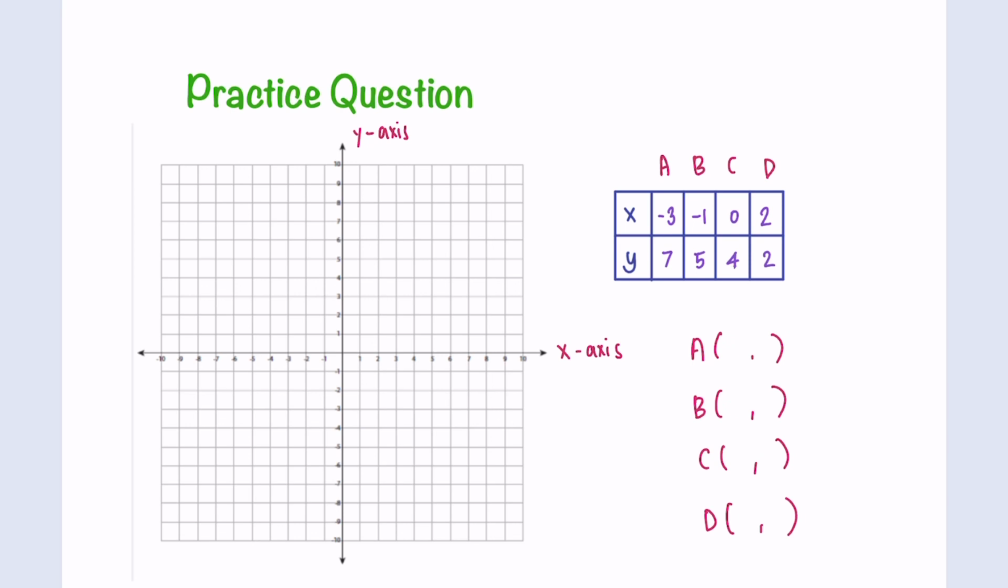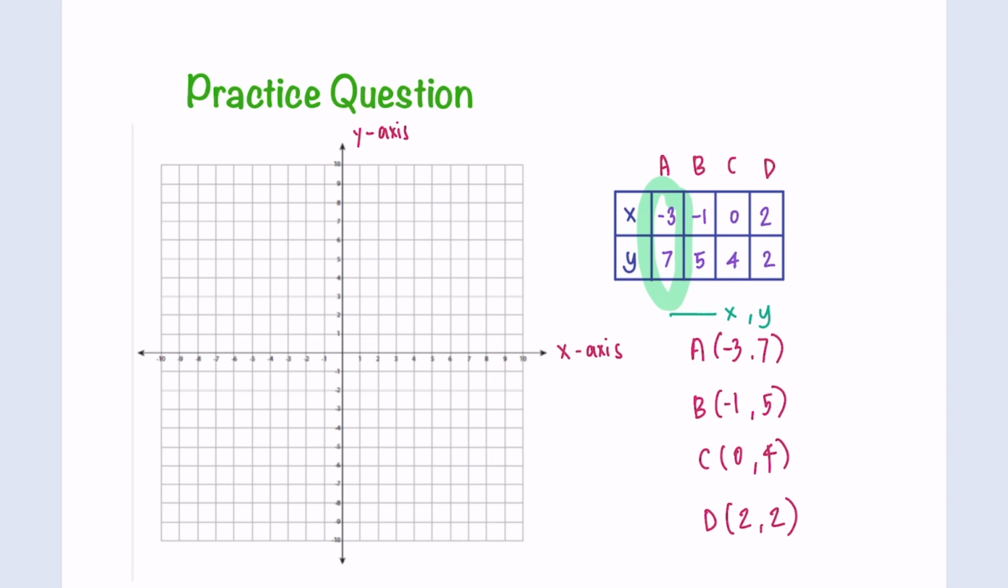And you all know that with an ordered pair, x comes first, followed by the y. And so looking at the first pair, the x-coordinate is -3 and the y is 7. The second pair B, x is -1 and the y is 5. For C, x is 0 and y is 4. And for D, it is 2 for the x-coordinate and 2 for the y-coordinate.